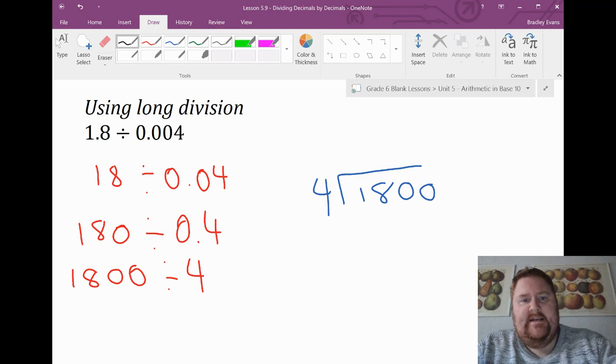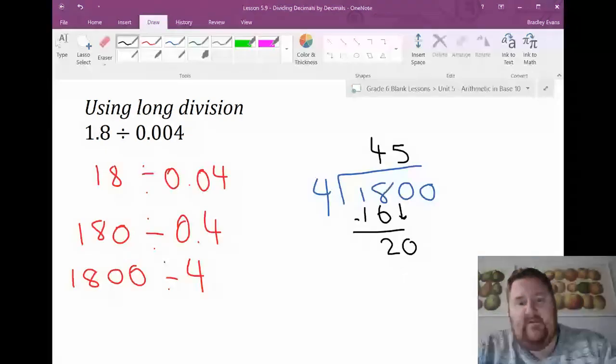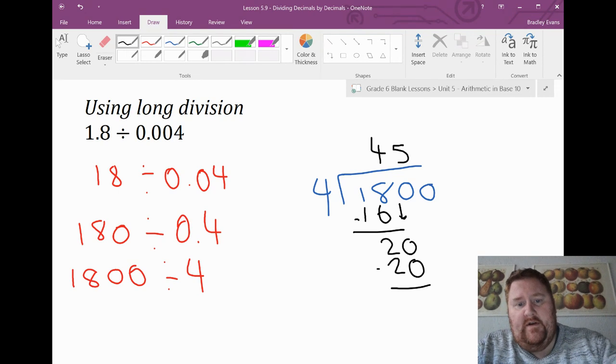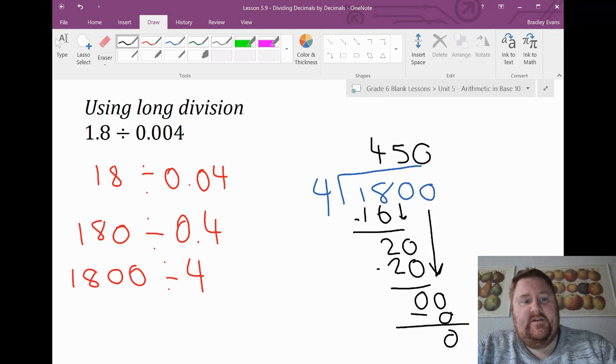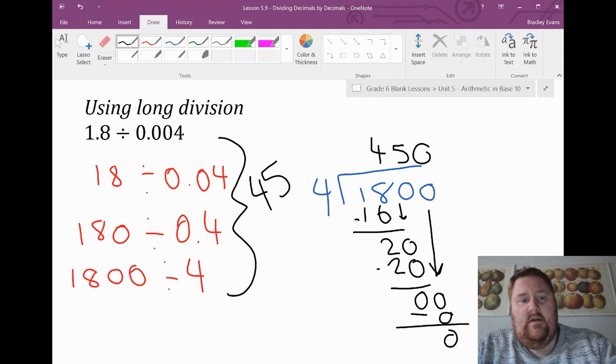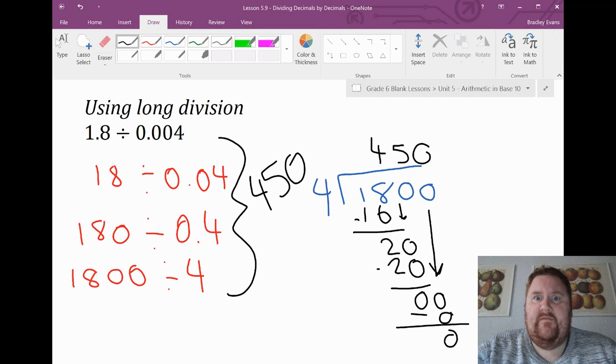4 into 18. 4 into 1 doesn't go, so I move straight to 18. 4 into 18 goes 4 times. That's 16. Bring down the 0. 4 into 20 goes 5 times. 4 times 5 is 20. Bring down the 0. 4 into 0 doesn't go. 4 times 0 is 0. 0 take away 0 is 0. Nothing else to bring down, and no remainder. All of these expressions will be equivalent to 450.